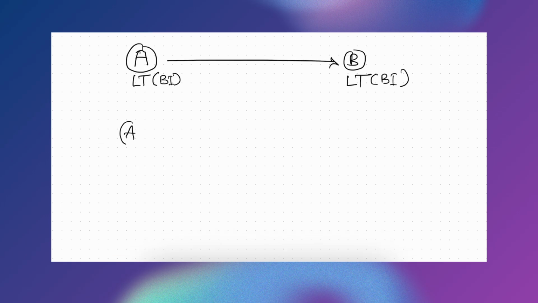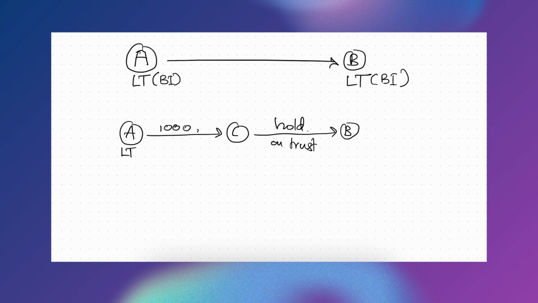If A transfers property to C to hold on trust for B. So we say hold on trust for B. Let's say it was £1,000. Now, how does the title pass? A started off with the legal title and the beneficial interest. The law will say that legal title passes to C when you transfer the property.